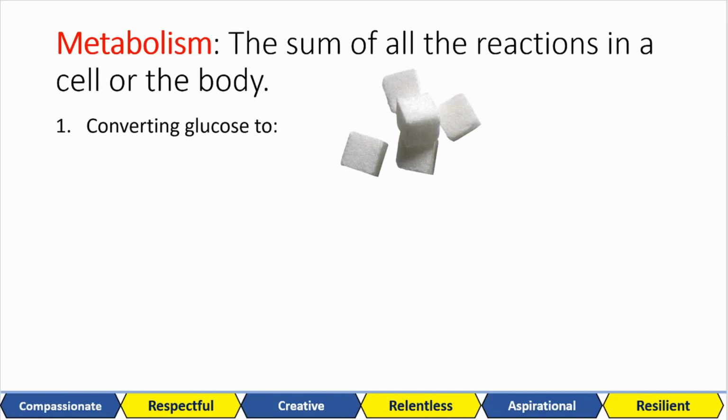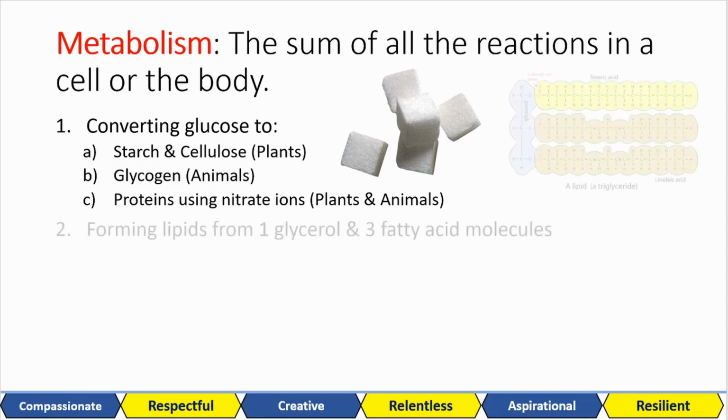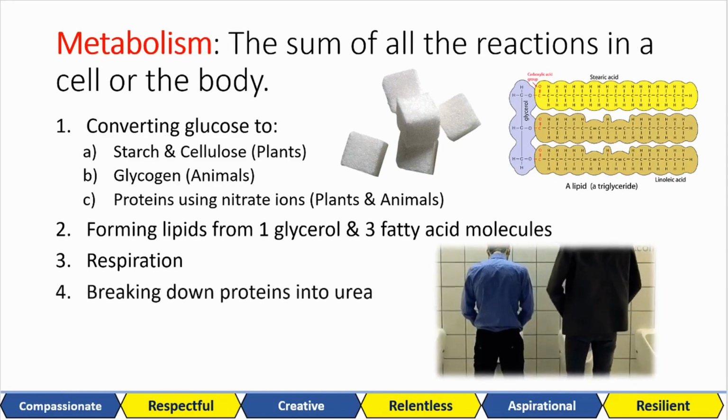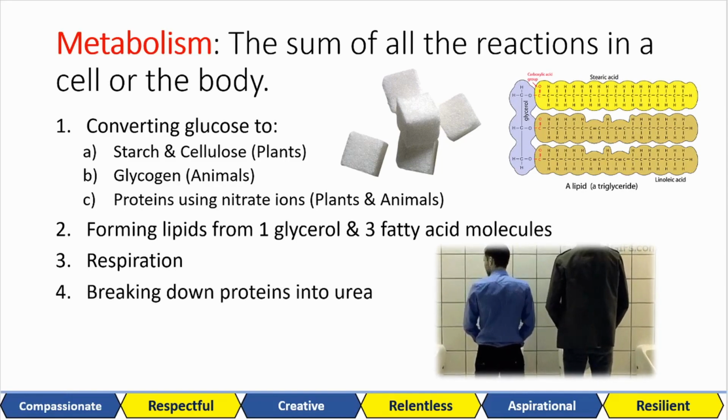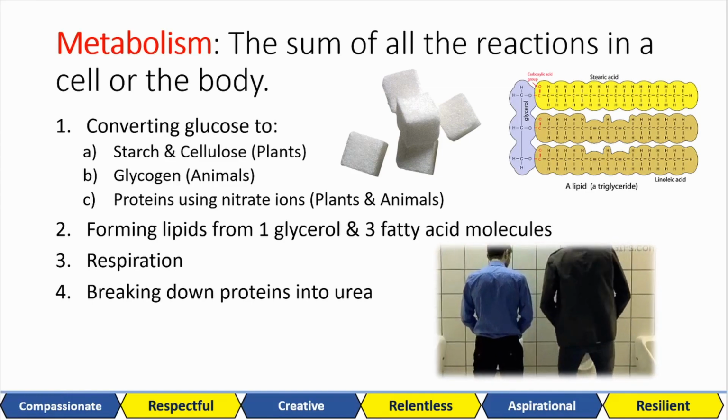It's used to convert glucose to starch and cellulose in plants, and glycogen in animals. It's used to make proteins using nitrate ions, and this happens in both plants and animals. It's used to form lipids: 1 glycerol and 3 fatty acid molecules make lipids. Metabolism is used in respiration and also the breakdown of proteins into urea. These are the different reactions that can contribute to metabolism.